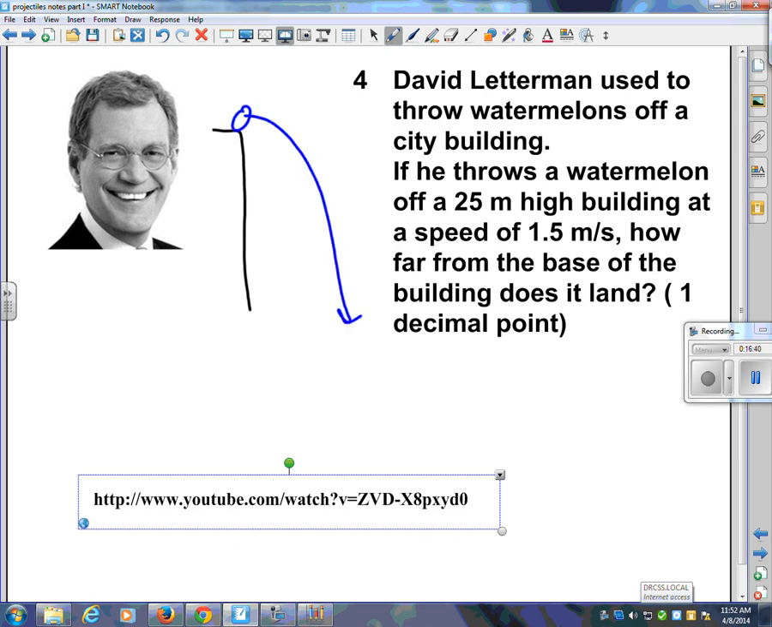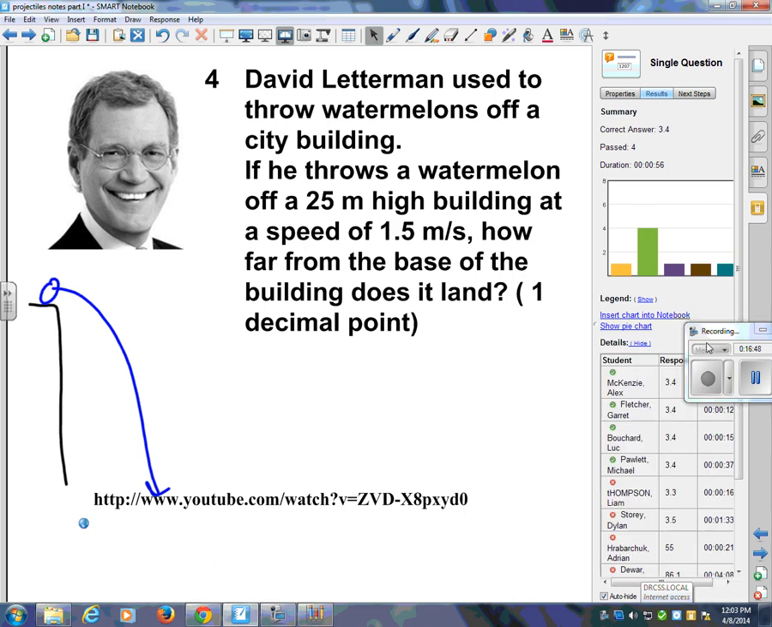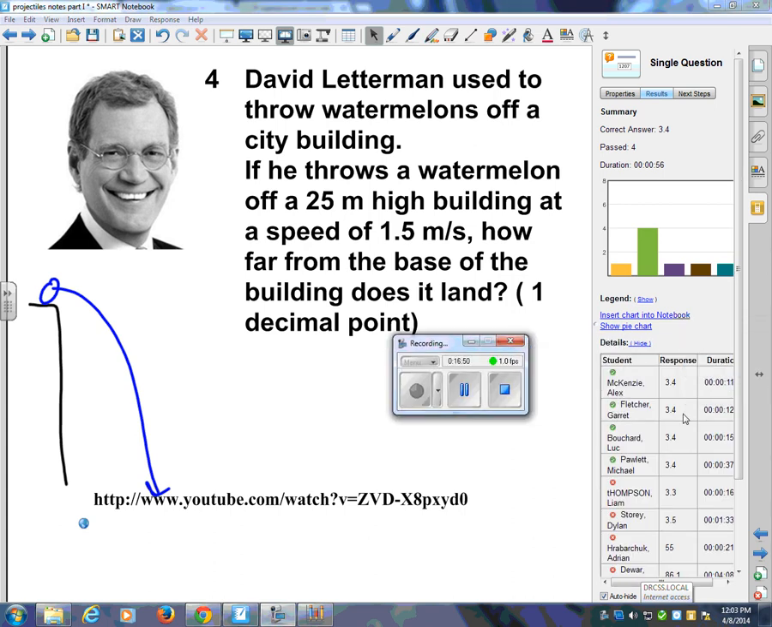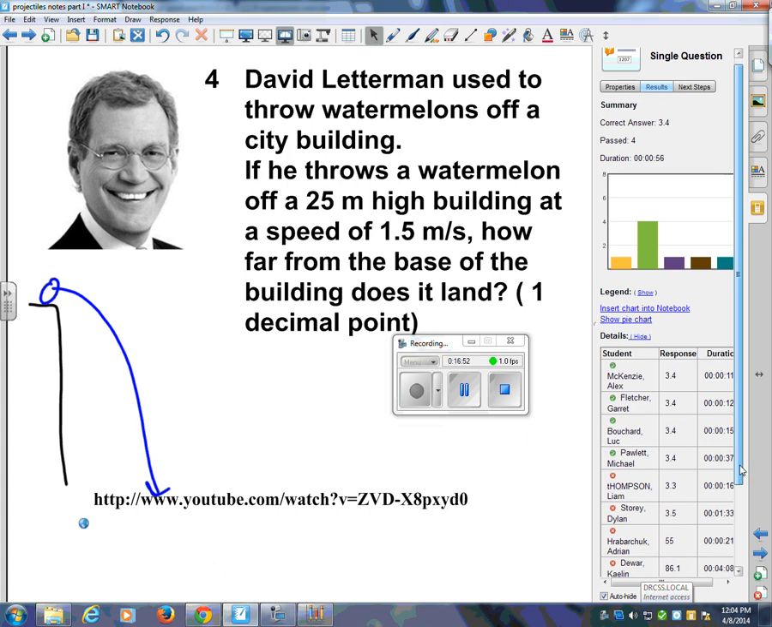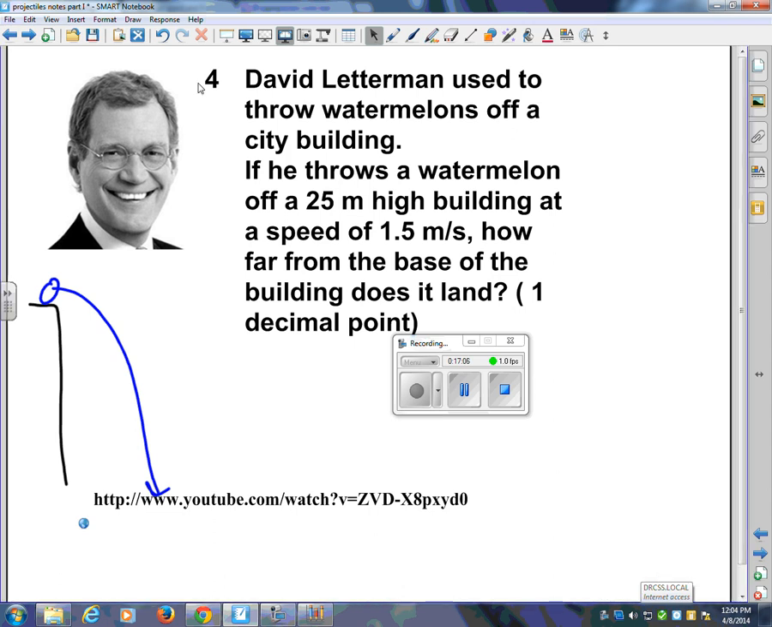Go ahead, figure that out. Correct answer is 3.4. Who got it right? All right. Let's see what some people said. Yeah, 3.4, 3.4. Liam didn't round very well. He put 3.3. Austin got 3.5. Must have misrounded. Sorry, Adrian. Okay, so those are the only two there that are wrong. Lucky, why didn't you answer? I got 3.3. Did you?